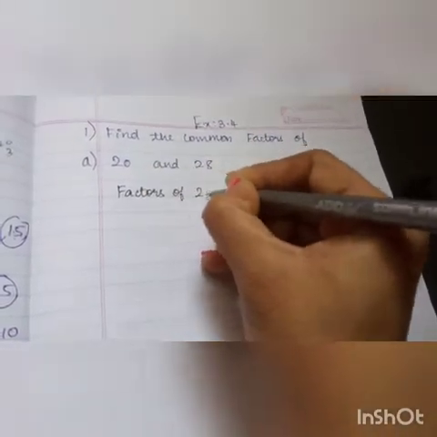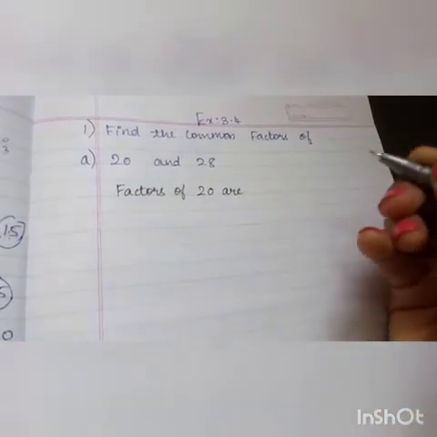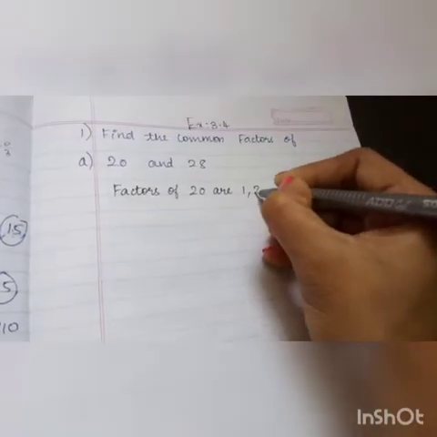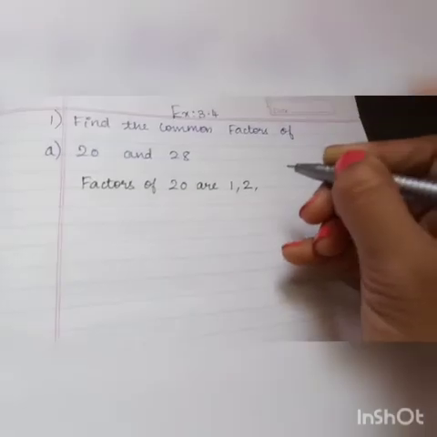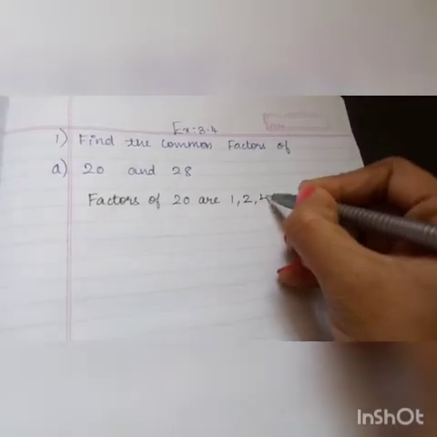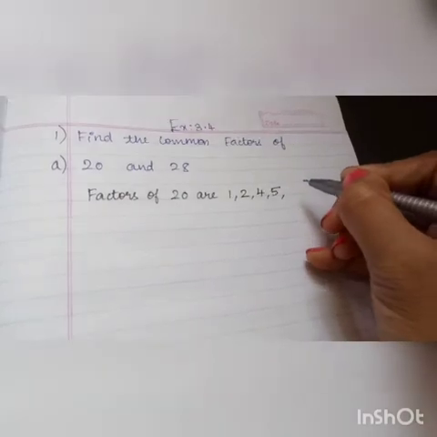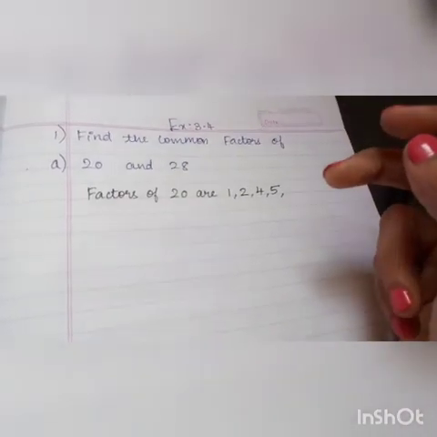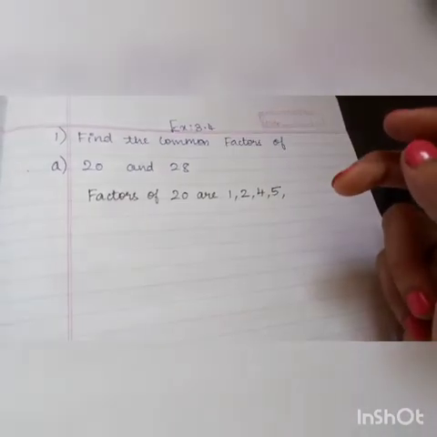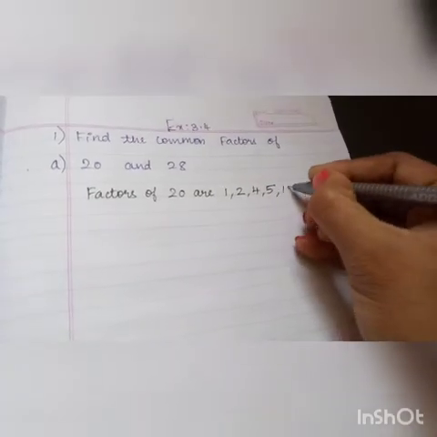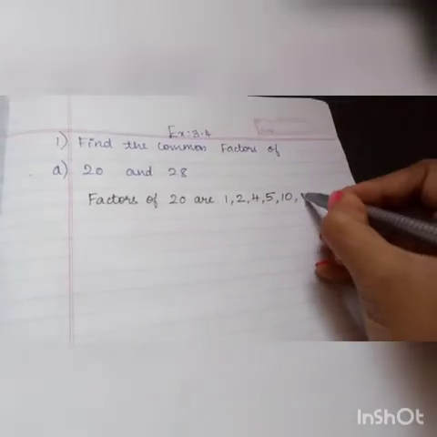Factors of 20 are, what are the factors? 1, 2, 3rd table? No. 4th table? 5th table? 6th table? No. 7th? No. 8th? No. 9th? No. 10th. Okay, then 20th table.